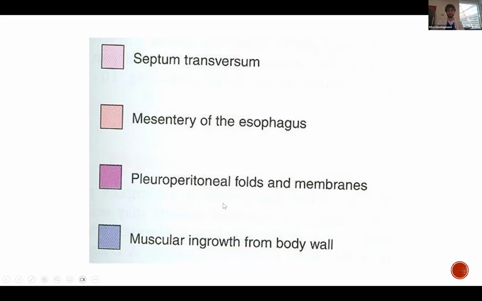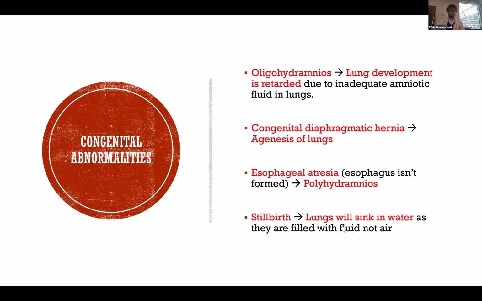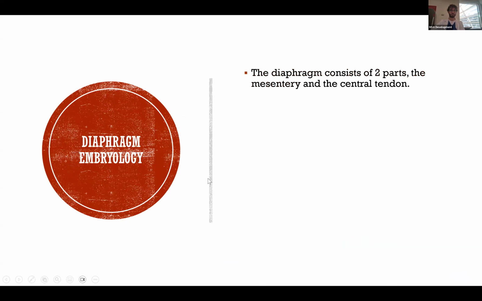Well, there is going to be an issue that we're going to talk about that causes the membranes to not become a muscular ingrowth. This is the congenital diaphragmatic hernia that we talked about just previously. In the previous section, we said it causes agenesis of the lungs.